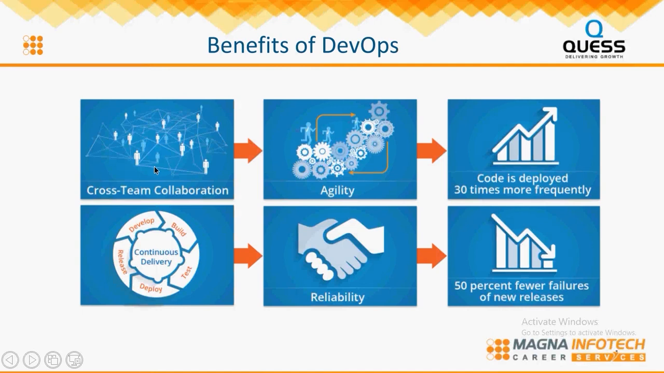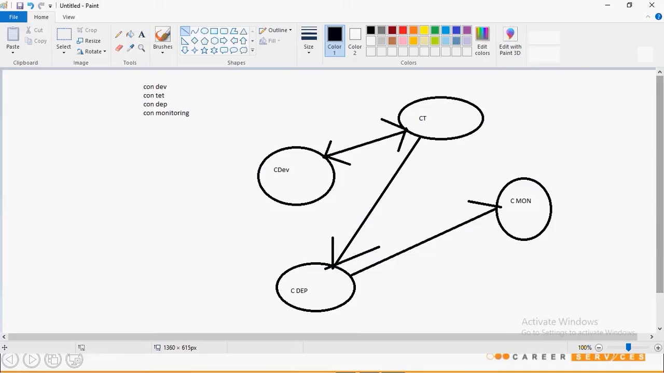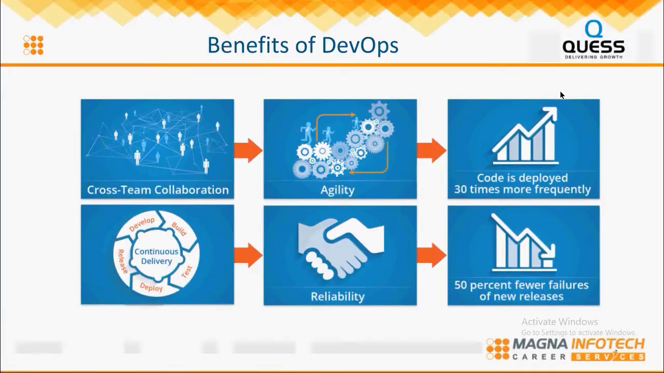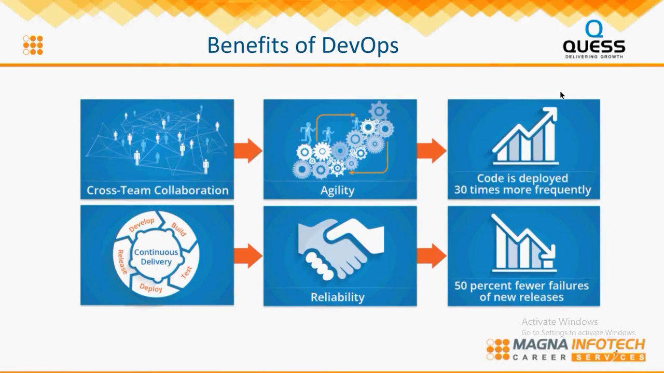The main benefit of DevOps is that it gives us cross-team collaboration. What I mean by cross-team is this: development is a team, testing is a team, deployment is a team, and monitoring is a team. All four teams collaborate so beautifully. They have different tools with which they can collaborate with each other. That's all about cross-team collaboration.